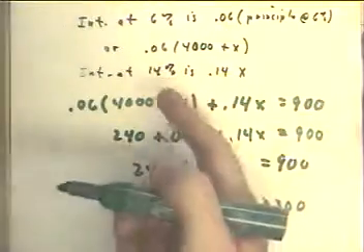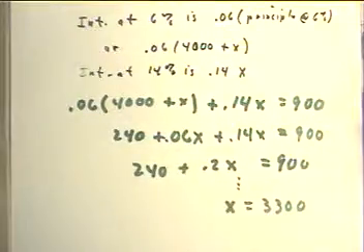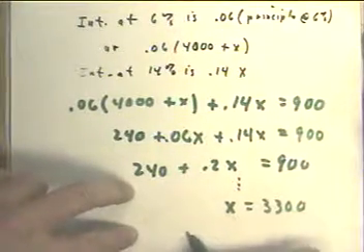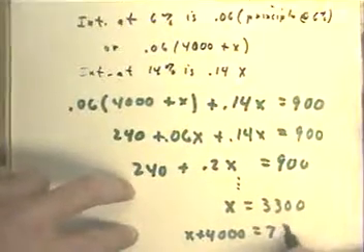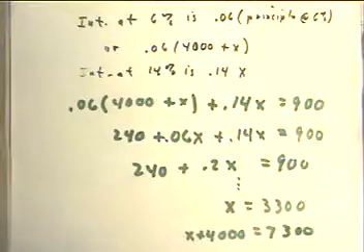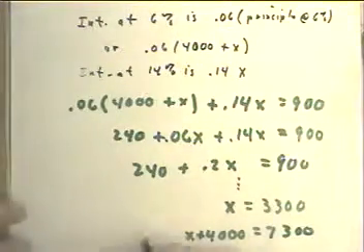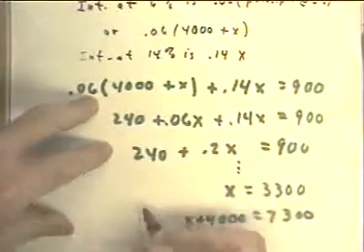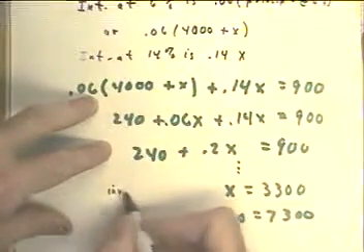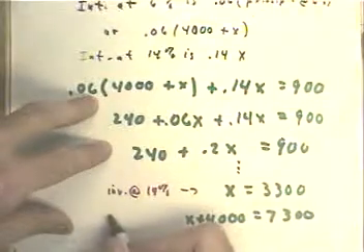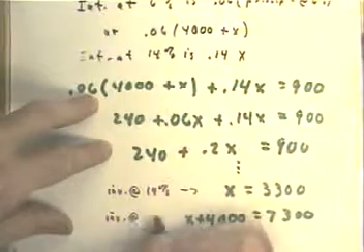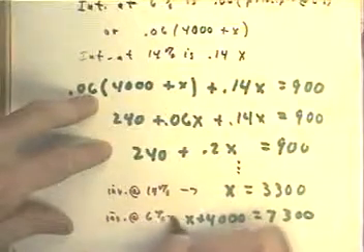Now what was x? It was the principal that was invested at 14%. And x plus 4,000 equals 7,300, and we see that this is our investment at 14%, and this is our investment at 6%.